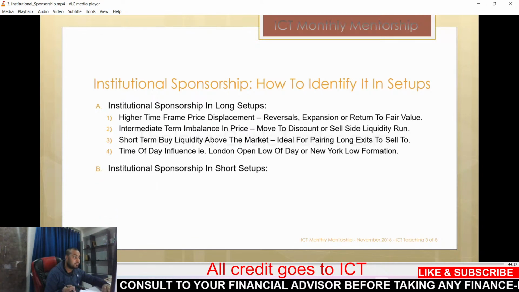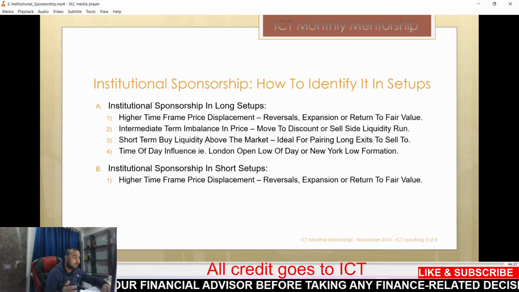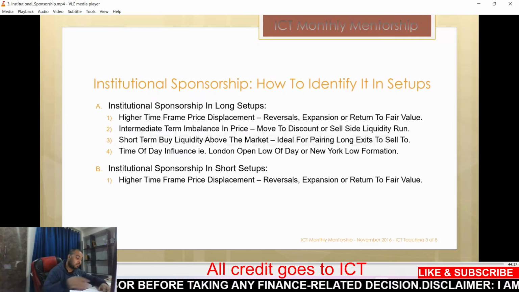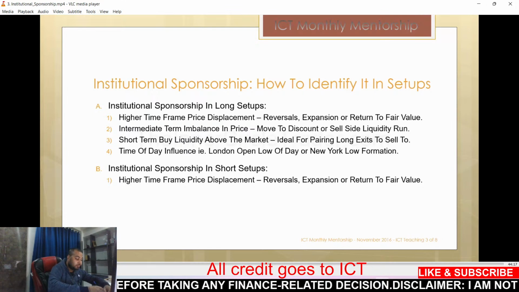And obviously, the opposite would be for institutional sponsorship in short setups. We would be looking for, again, much in the same way we saw for the long setups, just in reverse, higher time frame price displacement. And that's going to come by way of a reversal or expansion or a return to fair value.